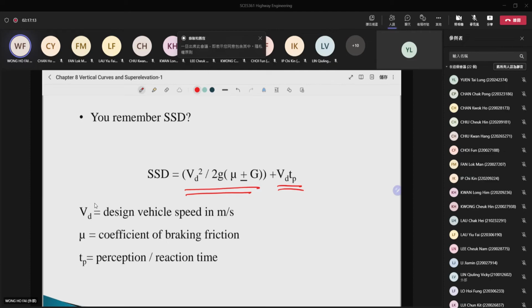Like if we are going up the hill, G is the gradient, right? If we are going up the hill, do you think we have more or less SSD? Should we use plus or minus when we are going up the hill? When we are going up the hill, we can have less braking distance, okay? Because the gravitational force will pull you back, right? So you should use plus, because it is a denominator. Otherwise, if you're going down the hill, then your SSD will be longer, so you will use a minus when you are going down the hill. Do you agree?